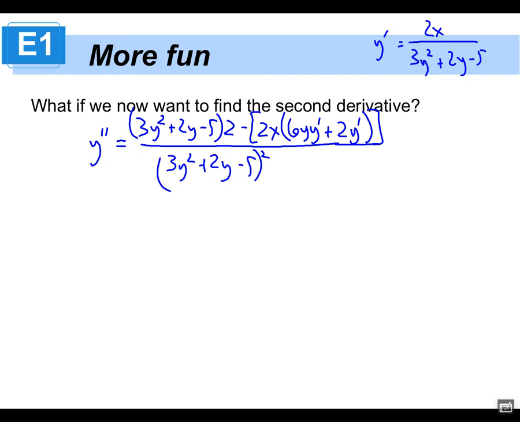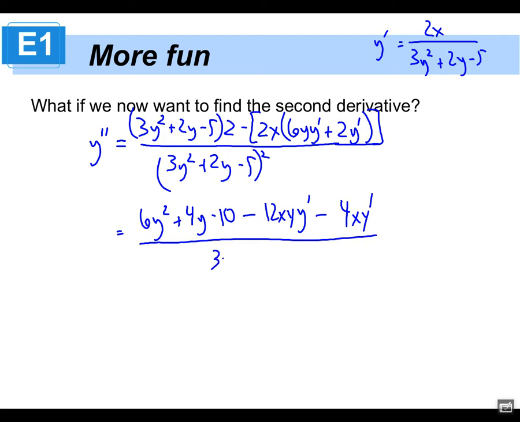Okay? Leave the denominator alone, clean up the numerator. So I got 6y squared plus 4y minus 10 minus 12xy y prime minus 4xy prime, all over 3y squared plus 2y minus 5 quantity squared. How are we doing so far?